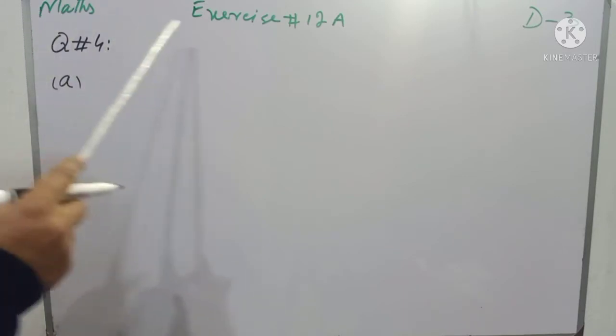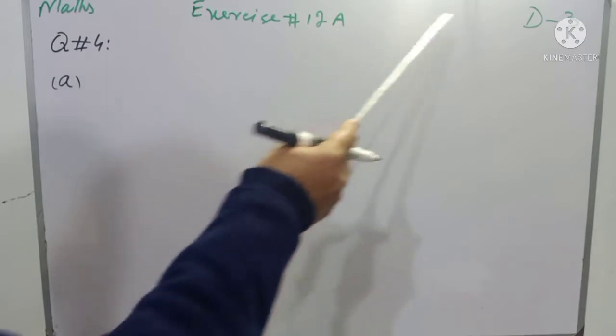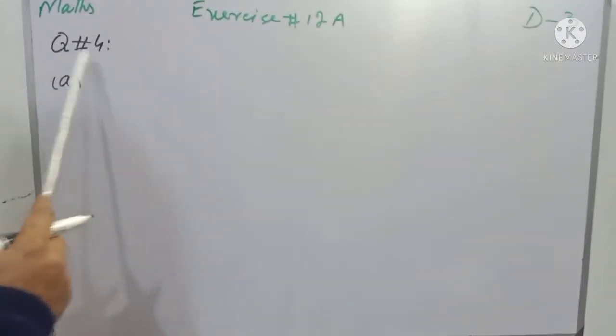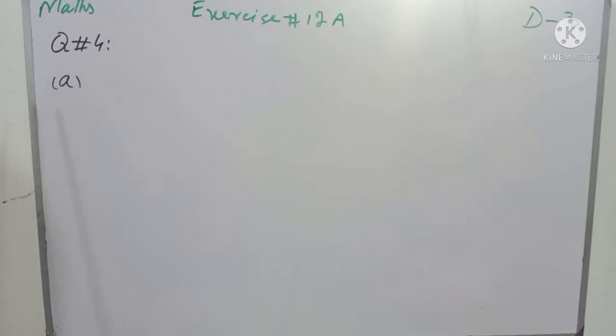Dear students, mathematics exercise 12A for new syllabus mathematics D3 A level O level students, and question number 4 is: find the unknown value in each of the following pairs of similar figures. In part A, there are two similar figures whose areas are given and the side of one similar figure is given, and we have to find the side of the other figure.